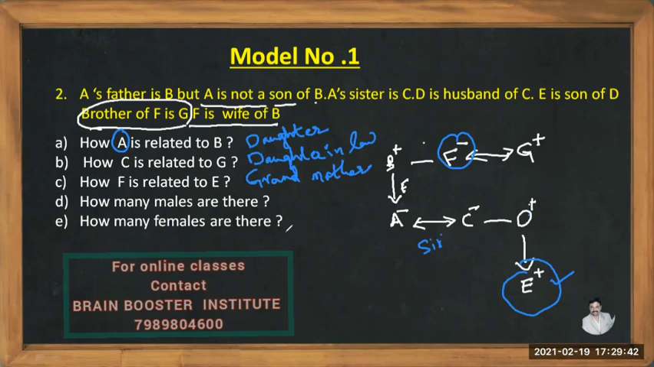And how many males are there? Very simple. How many plus symbols are there? We need to count: one, two, three, and four. So there are 4 males. How many females are there? As there are 7 members and only 4 are men, 3 are females. You can count the minus symbols: 1, 2, and 3. So there are 3 females. Like this, we can answer the questions.